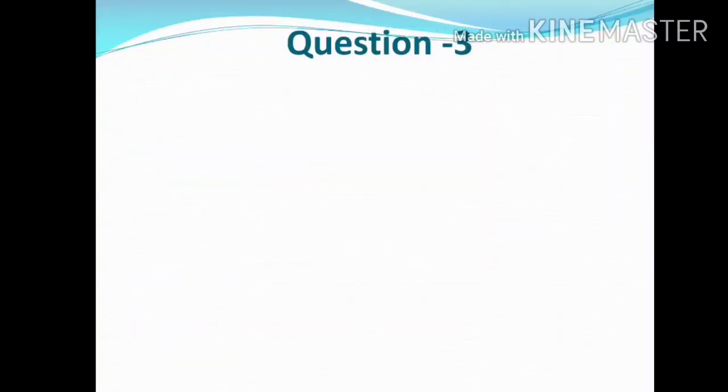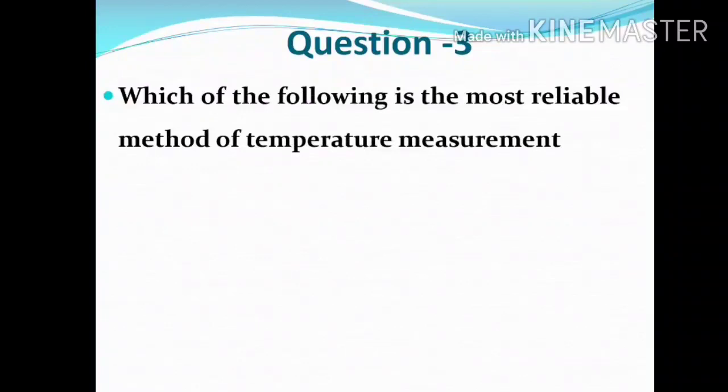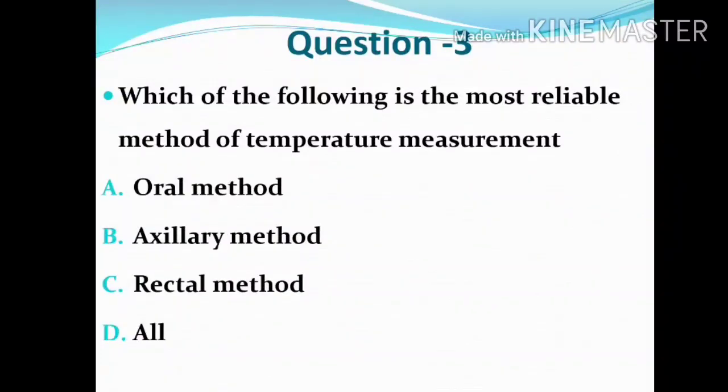Next, third question. Which of the following is the most reliable method of temperature measurement? Options: oral method, axillary method, rectal method, all. So here the answer is rectal method. Rectal method is the most reliable method of assessing the temperature. Rectum contains large amount of blood supply and it is not influenced by the external environment.